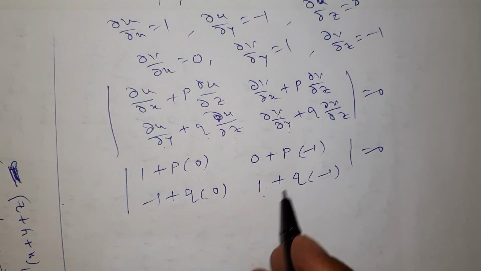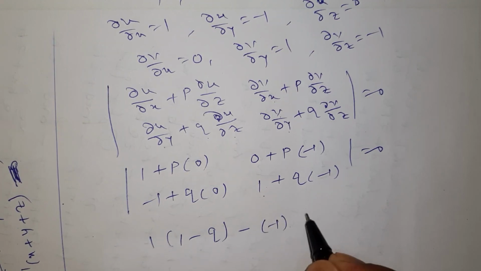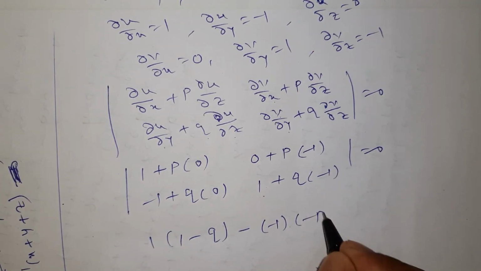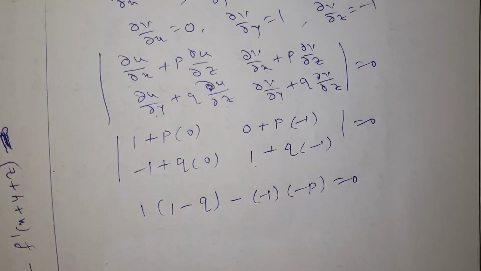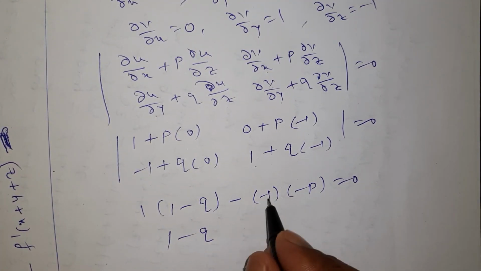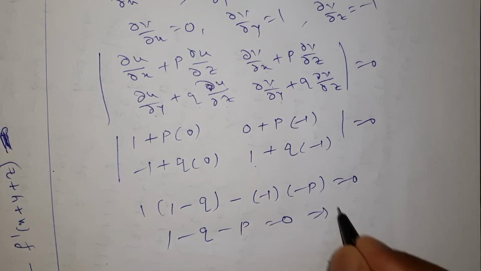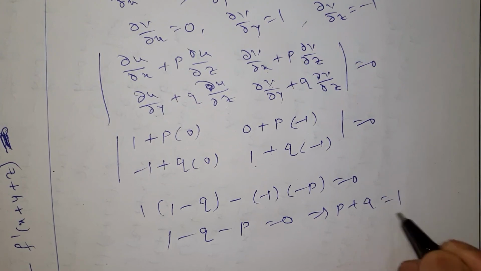So here 1 into (1 minus q) minus (minus 1) into (minus p) is equal to 0. So your answer is 1 minus q minus p is equal to 0. So your answer is p plus q is equal to 1.